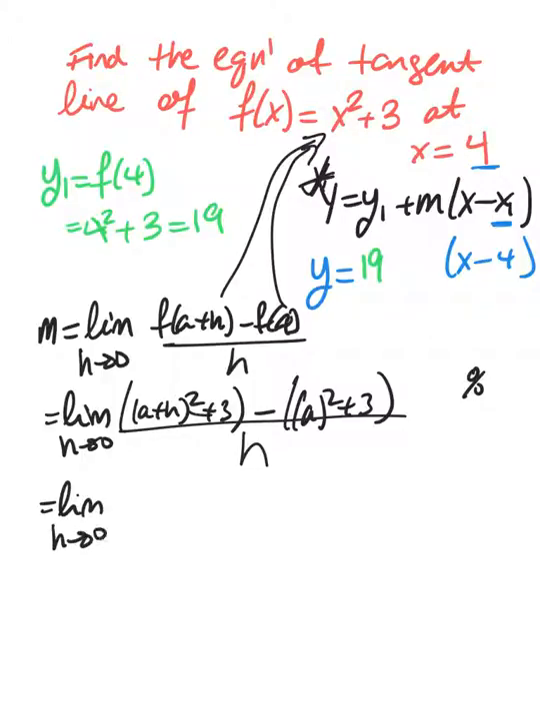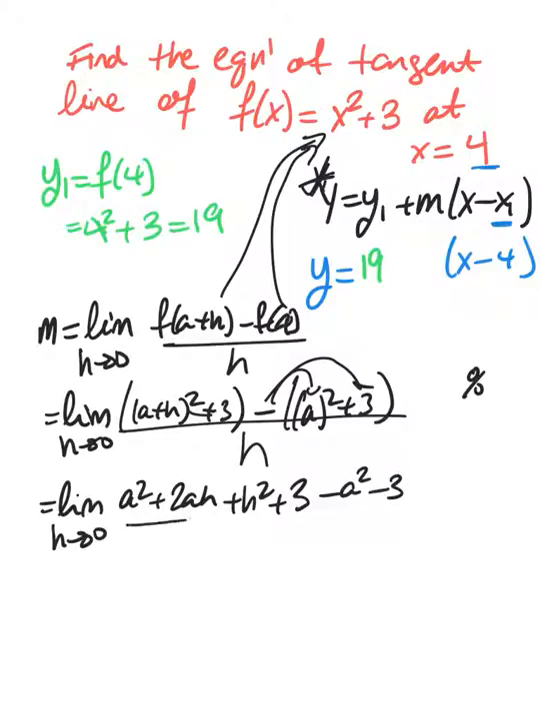I'm doing my more work. Limit as h approaches 0. Okay, a plus h squared, we already know, is a squared plus 2ah plus h squared. I still have a plus 3 on the left. And now I'm going to distribute the minus sign. So minus a squared minus 3 all over h. Now let's cancel stuff out. Let's do the fun part. A squareds should cancel out. 3 minus 3 should cancel out. Everything I have left should have an h in it, so I can take an h out.